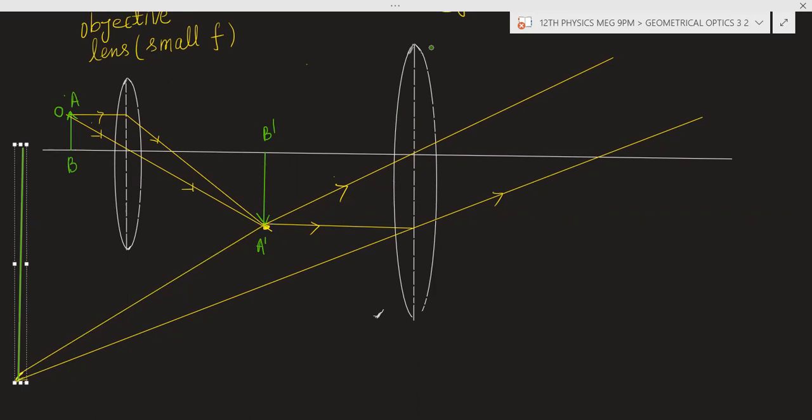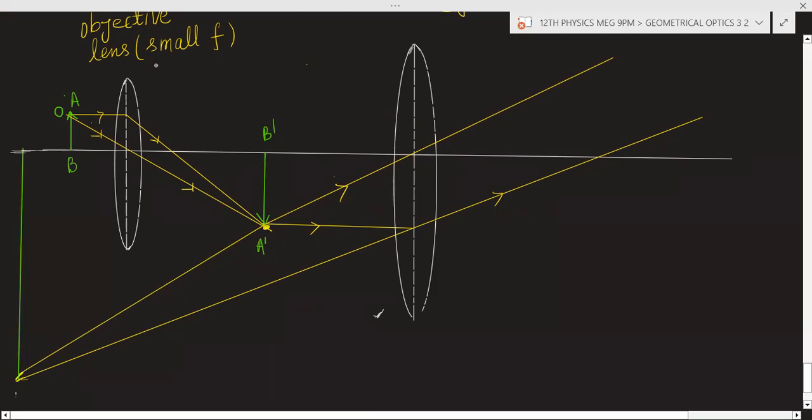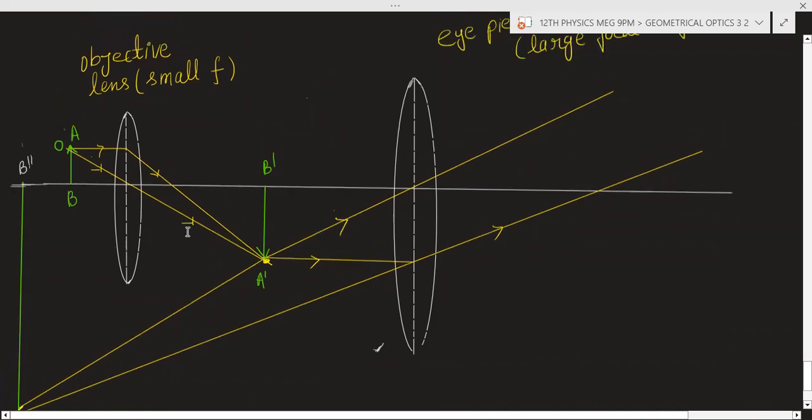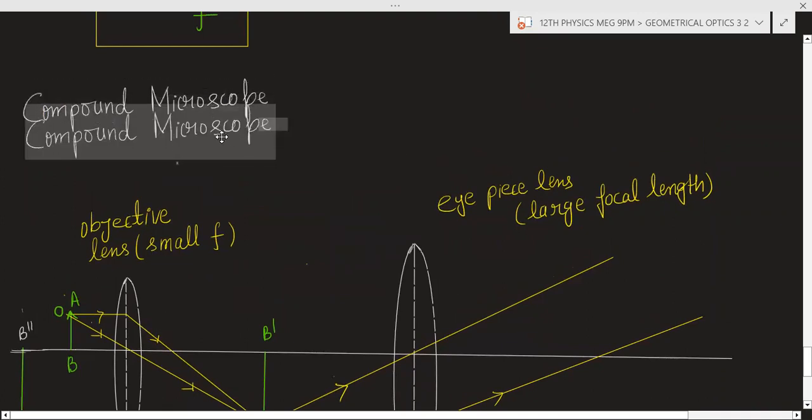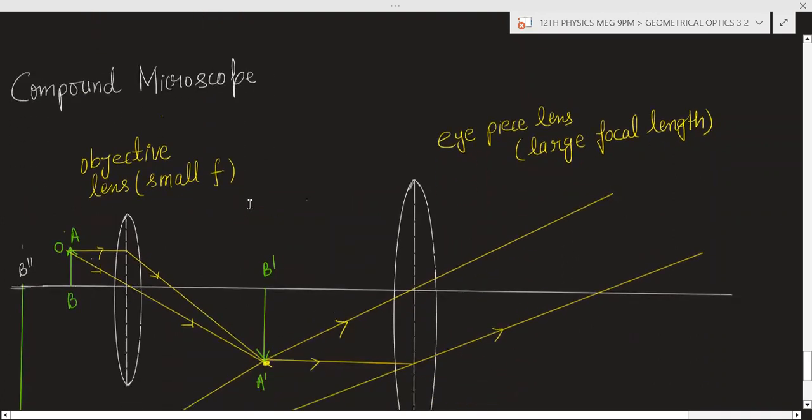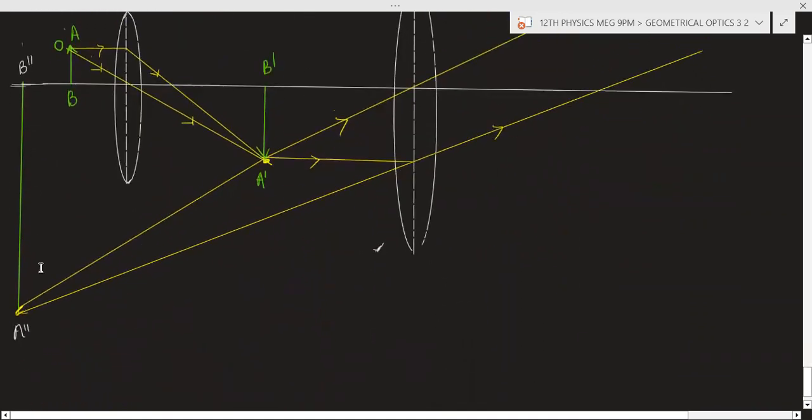Somewhere here the image will form. So this is basically A double dash B double dash. This A double dash B double dash is the final image of this object. This much large image you will get with the help of the compound microscope.